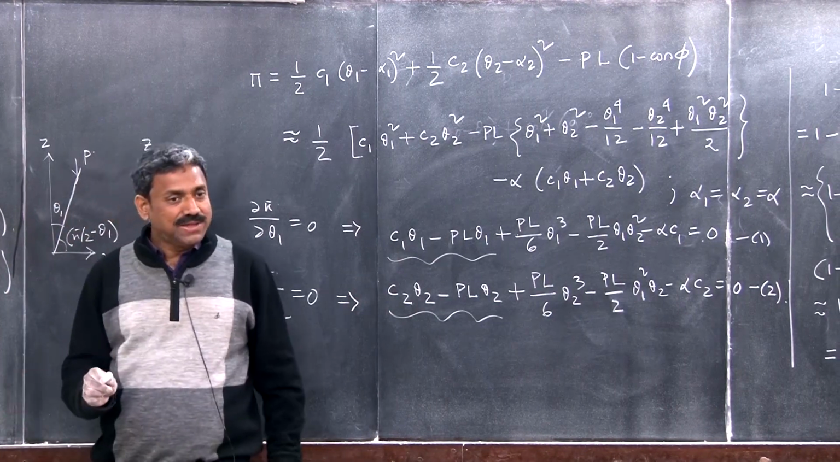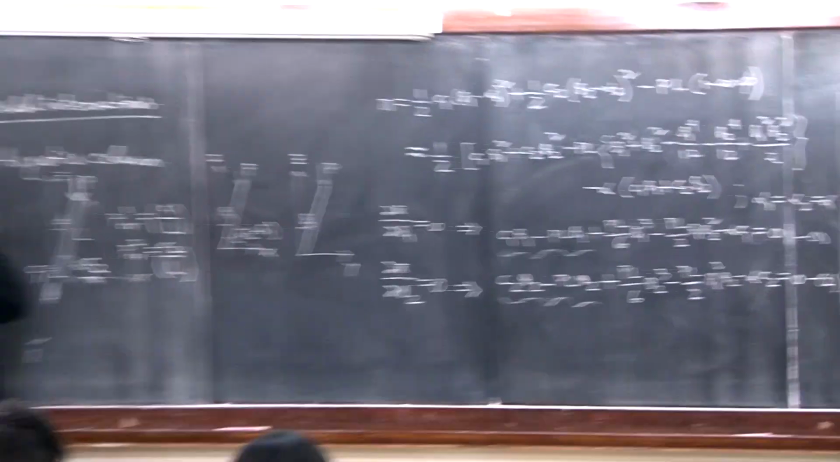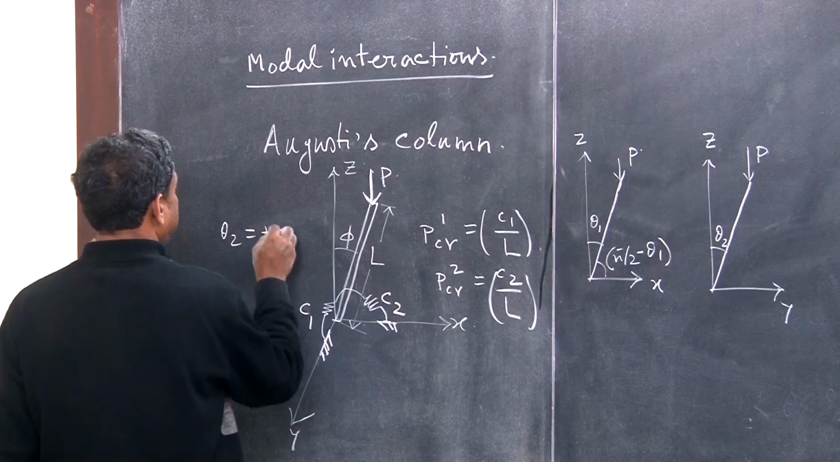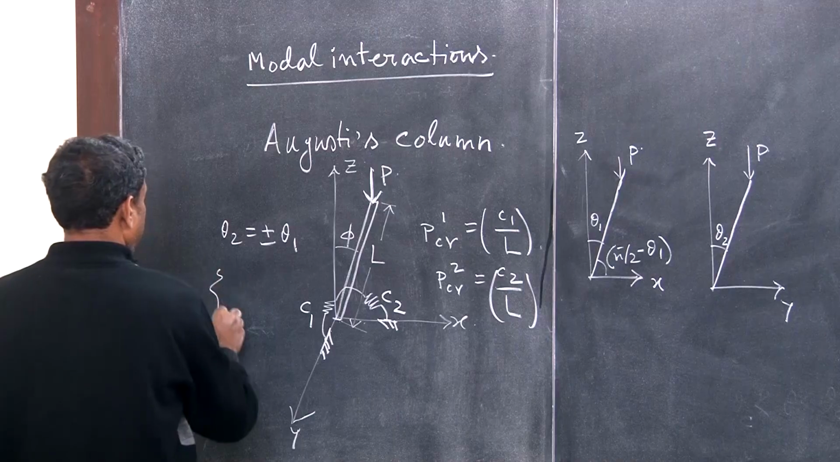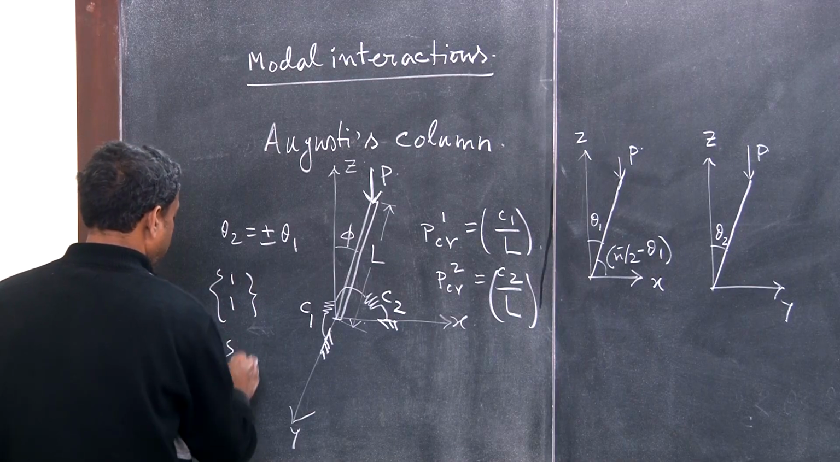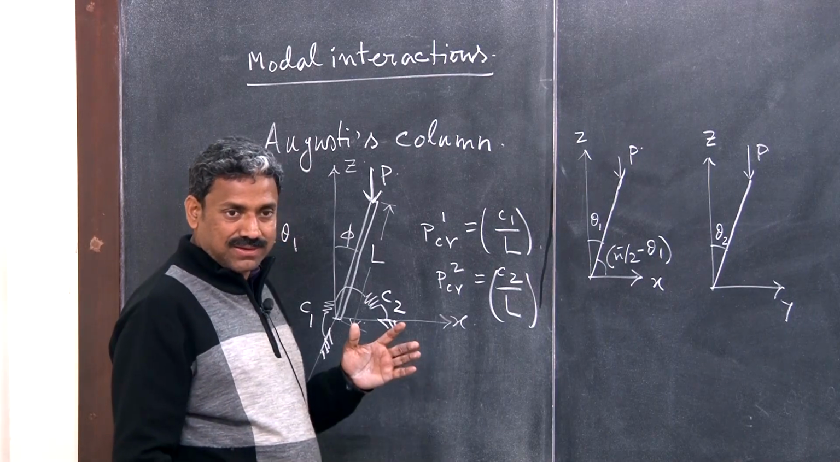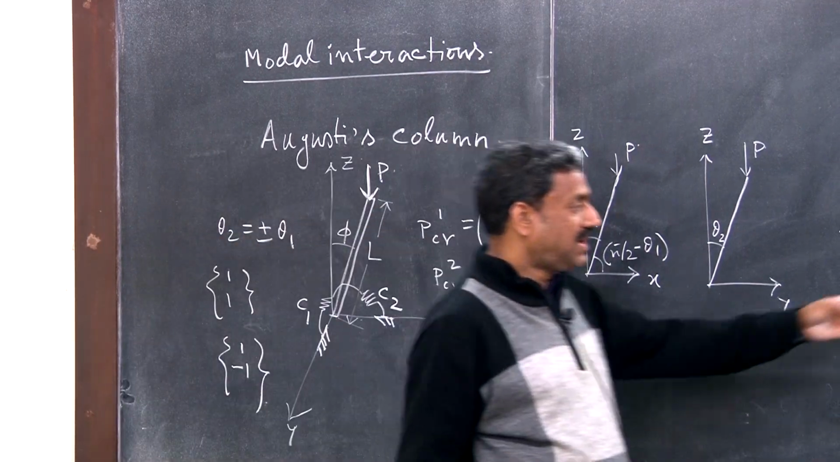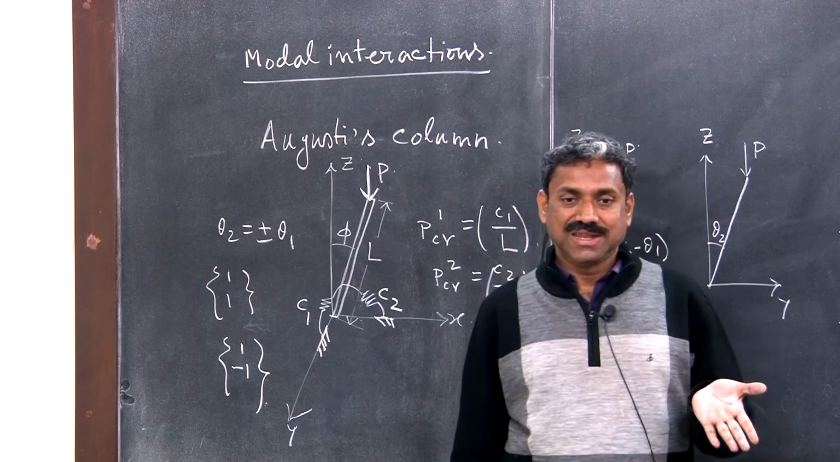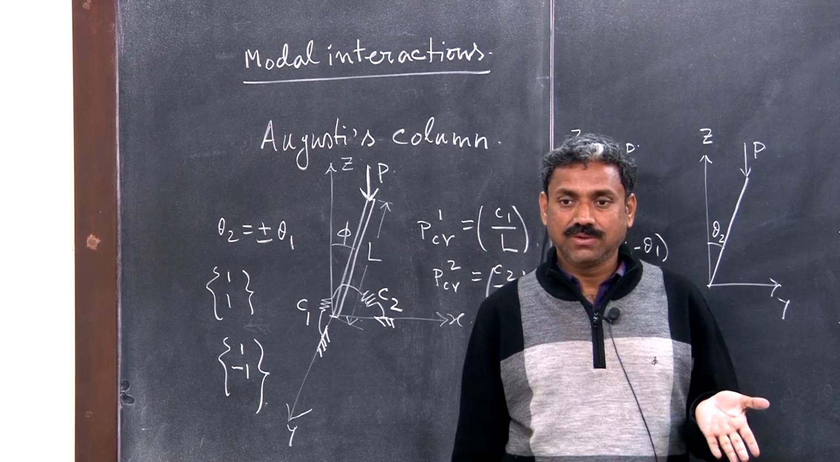And then the mode shape you are getting, what will it be? Theta 2 will be plus or minus theta 1. That means one mode shape will be 1 1, another mode shape will be 1 minus 1. Those are symmetric, right? That is the linear case. Now if we include nonlinear terms and others, we will do that in the next lecture. Thank you very much for today.